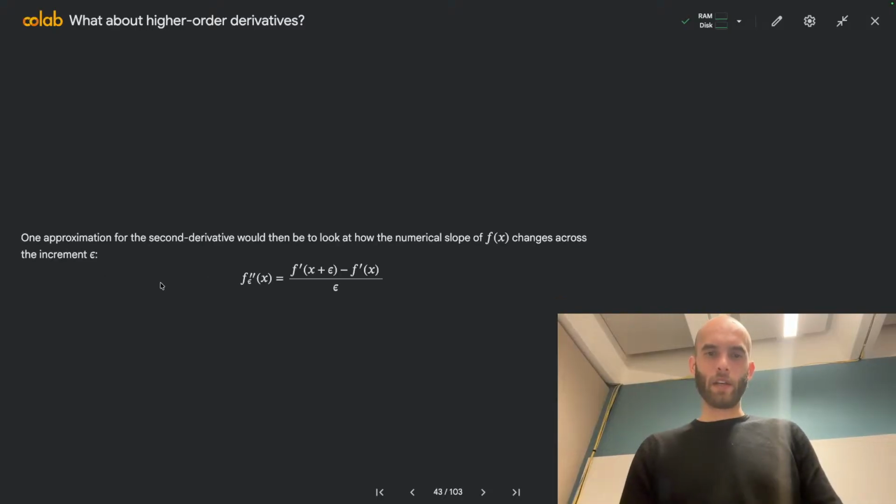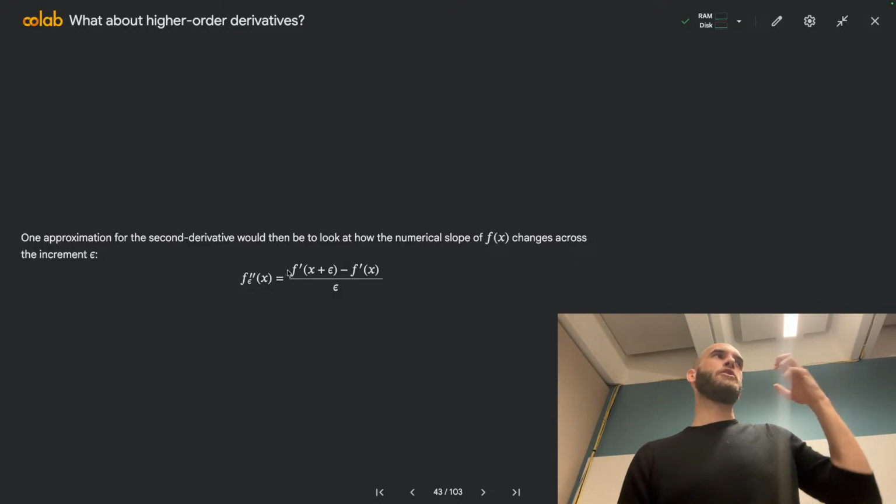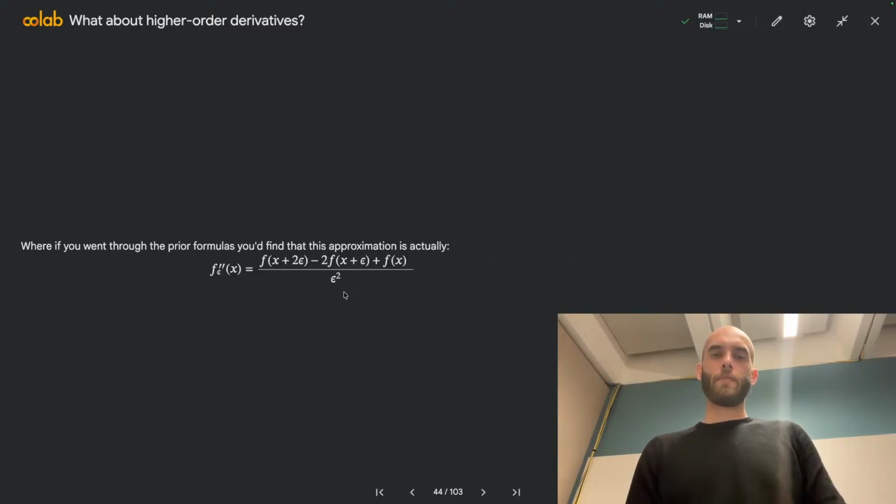But let's write this in code. So this is the second derivative, just the double prime. I'm using the subscript epsilon to tell us this is not an instantaneous derivative; it's the approximation using epsilon. So it looks like this. This is just the second derivative, so we're using exactly what we would like: f prime at the one side minus f prime at x, all over epsilon.